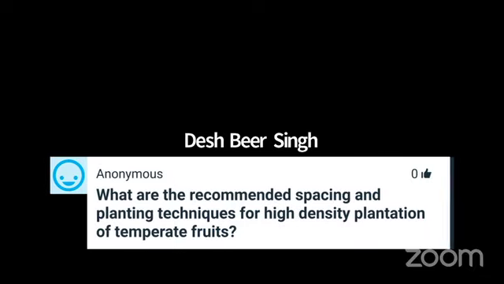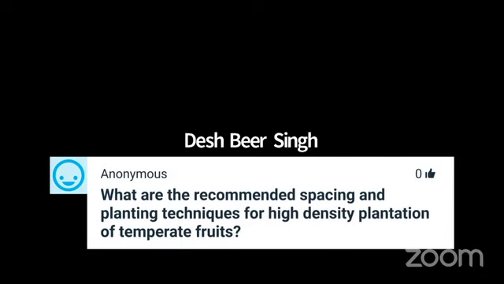Yeah, it depends upon whether we are going for medium density or high density. When we are going for high density, we use very close spacing. When a spindle system is there, we can go for row to row 2 to 3 meters, and plant to plant 1 to 1.5 meters. In the case of almond, we have to go for 2.5 to 3 meters. And in the case of peach also, we can go for 1.5 to 2 meters to 3 meters, plant to plant spacing.